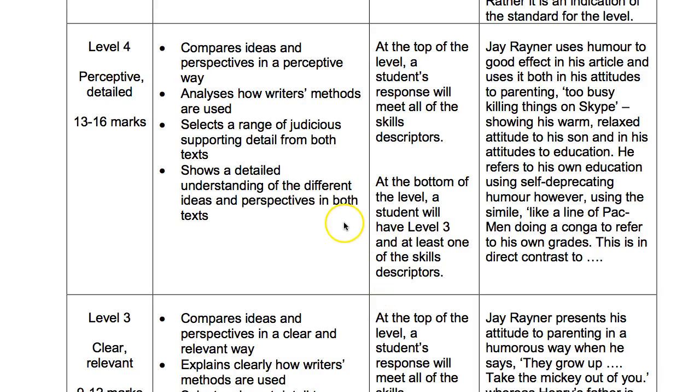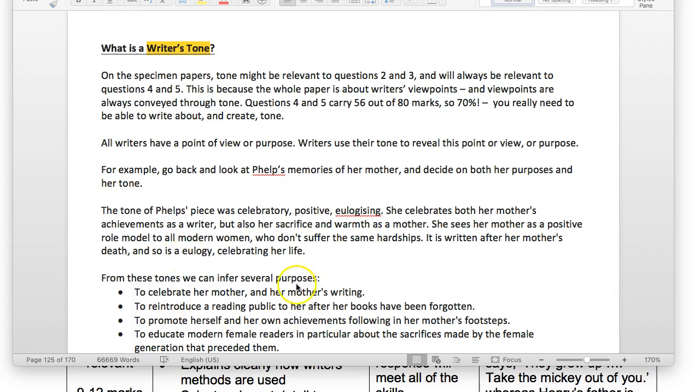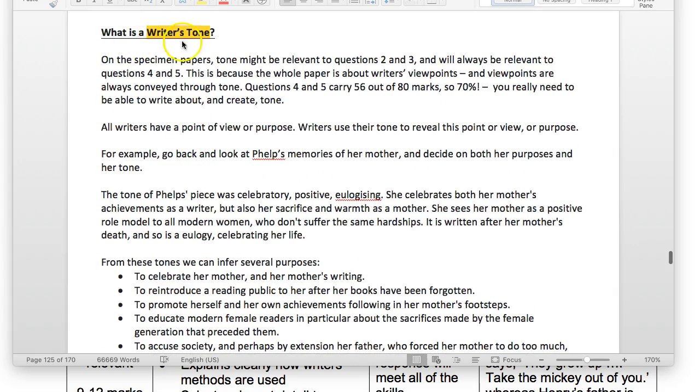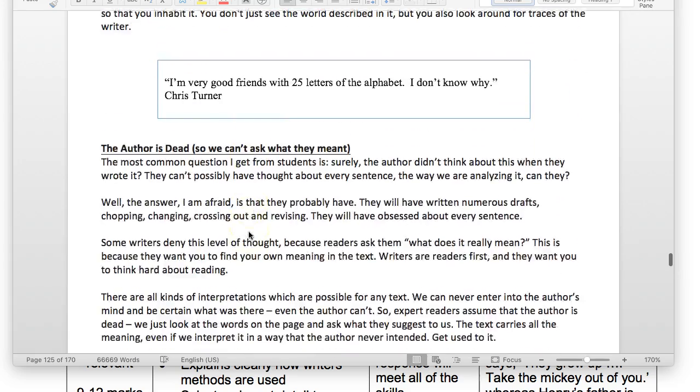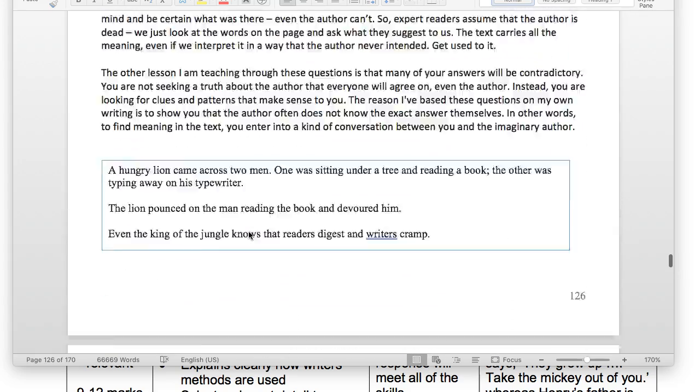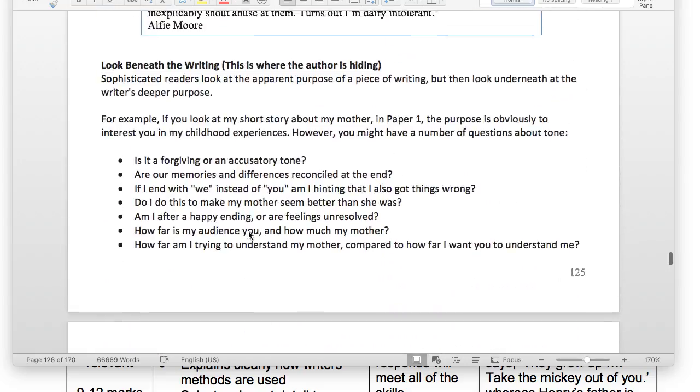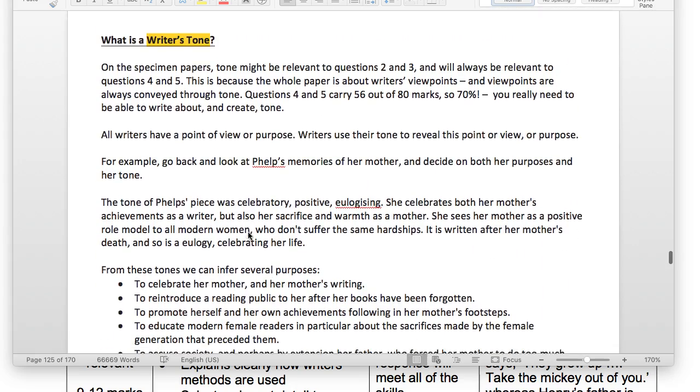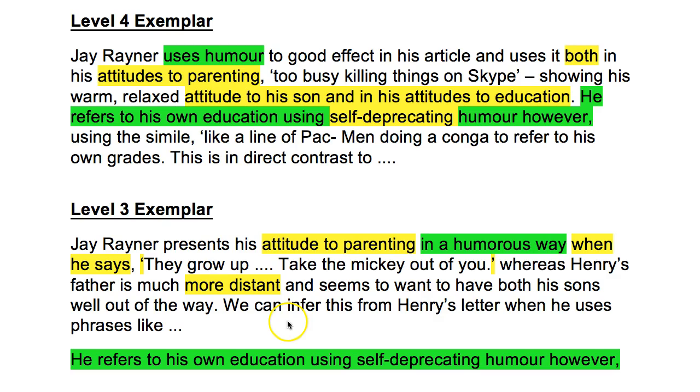Now, I've just used the word tone, and this is important because if we go back to the skills that the examiners said they were looking for, tone isn't there. But what they have is ideas and perspectives, and tone is how writers give you their ideas and perspectives. Because this is so important, in my guide I've got a whole section on the writer's tone, which goes on for quite a bit. That will really help you if you're trying to understand how to write about the author's viewpoint and purpose.